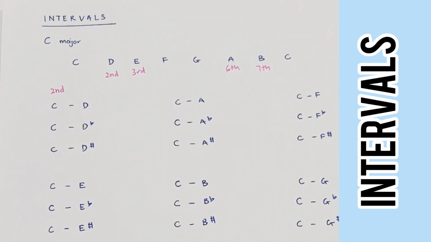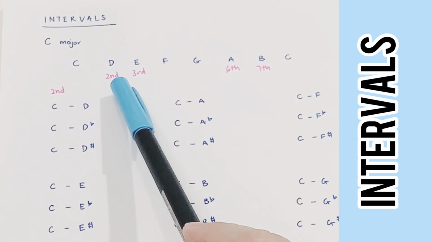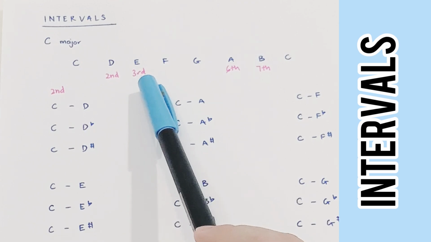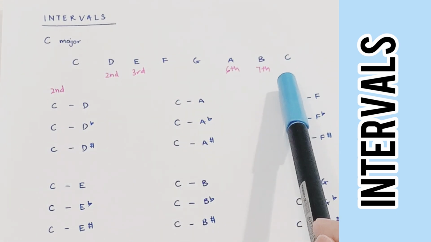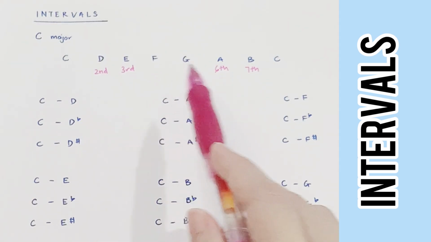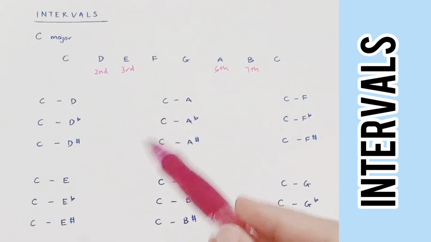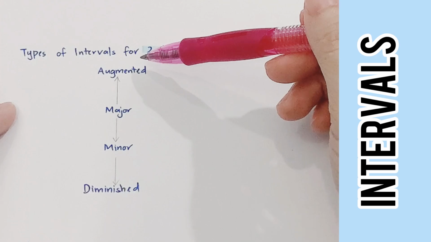In any major scale, keynote to the second will be a major second, to the third it will be a major third, to the sixth a major sixth, to the seventh a major seventh. So the interval of second, third, sixth and seventh will fall in this group of types of intervals.